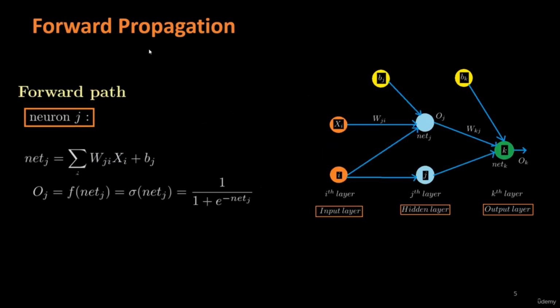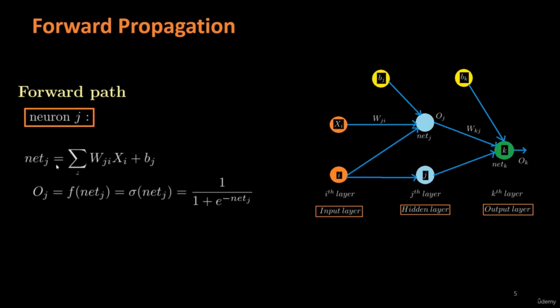Okay, let's start forward propagation in detail. So in the first step, we will calculate the equation of neuron j. That is, we will calculate the equation of the neurons which are present in the hidden layer. It means in the first step of the forward propagation, we are moving from the input layer to the hidden layer. Now let's see how to calculate net j.